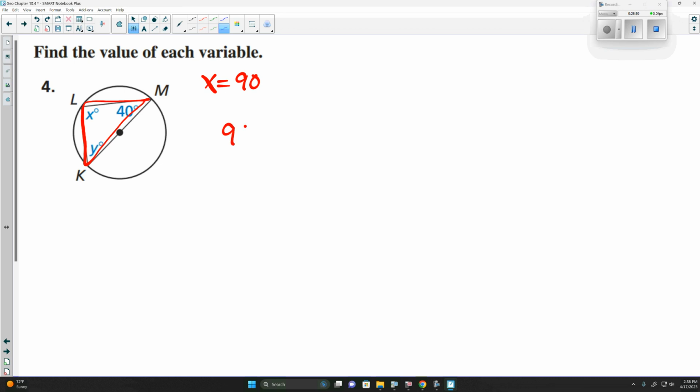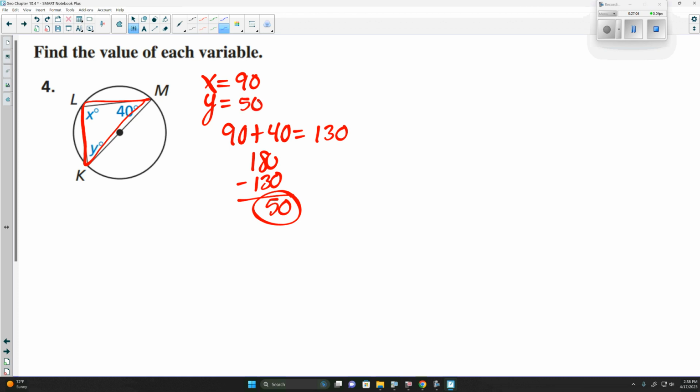So I could add 90 and 40 together and get 130 and subtract that from 180 and get 50. That tells me Y is 50. We also have that 90 minus 40 is 50 also, as the acute angles in a right triangle add together to be 90. So either way, we get to the same answer. Any questions on this here? Are we ready for the next one?